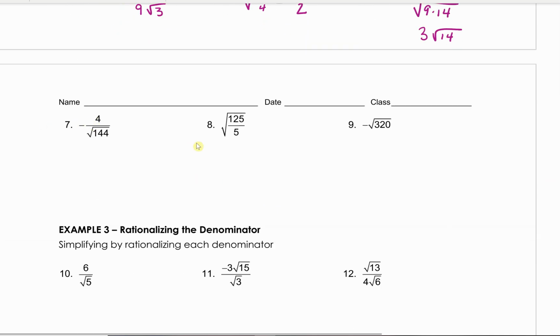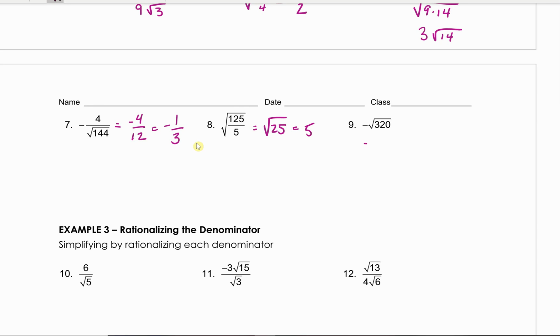Negative 4 divided by the square root of 144. Well, this is like negative 4 divided by 12 because the square root of 144 is perfect. That would be negative 1/3. 125 divided by 5. That one is actually in your textbook. This is going to be the square root of 25, which is 5.